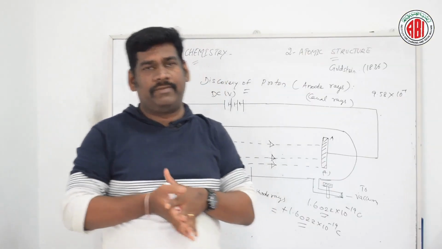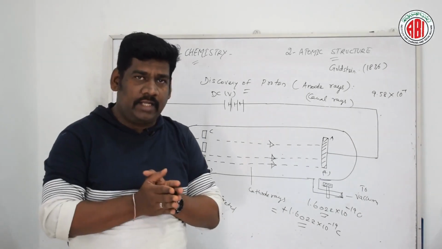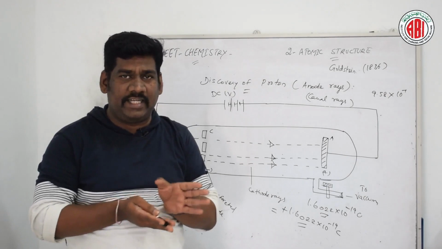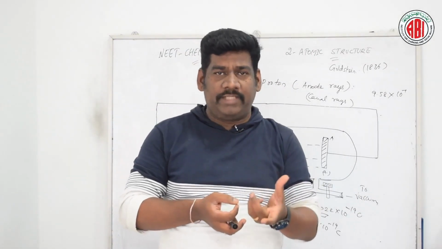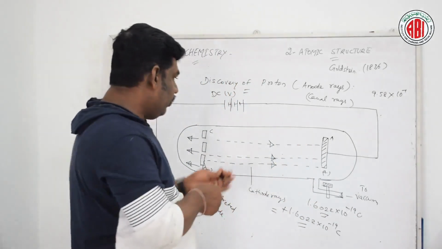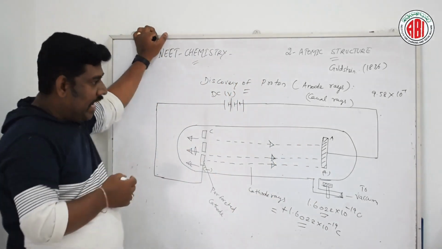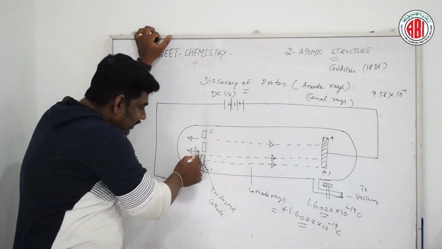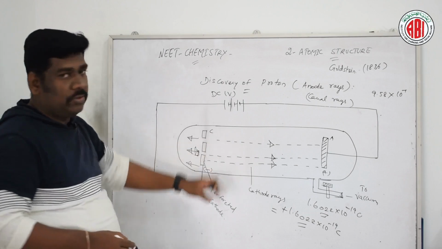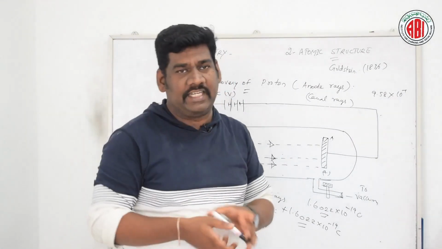Let us see one by one. Similarly to the cathode rays, the anode rays are also able to travel in a straight line, and they can cast the shadow of an object which is placed in their path. So if an object is placed in the path of these anode rays, or canal rays, they show its shadow, similarly to the cathode rays.